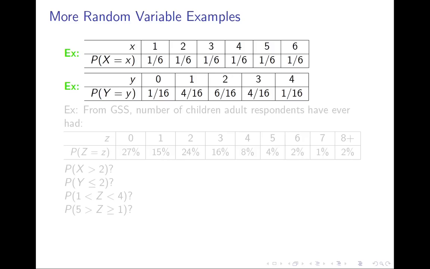Okay, that was an interesting example. The next one is empirical. There's no way to calculate how many kids people have. You have to go and ask them.